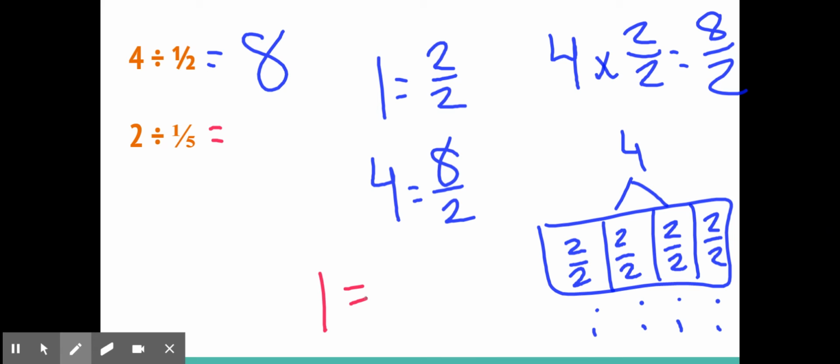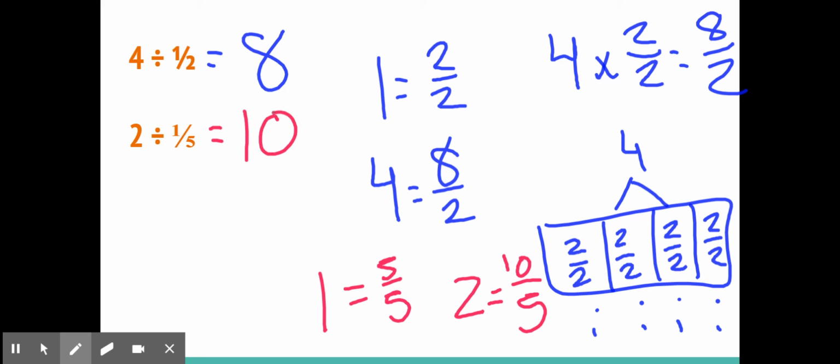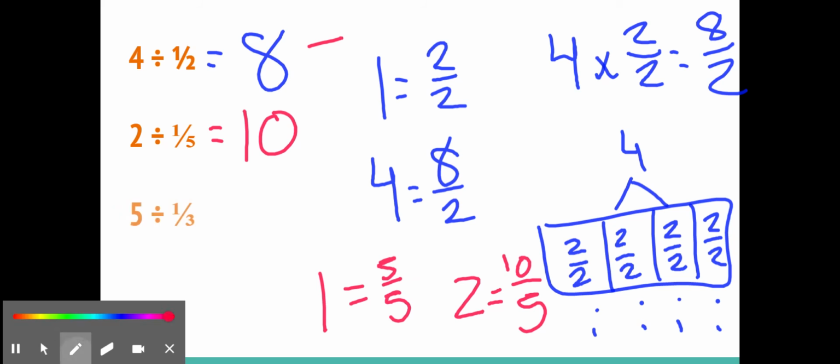So I know 1 whole is the same as 5/5. So how much would 2 wholes be? Well, that would be 10/5, because that would be 5 and 5, which would give me 10. So I'm able to make 10 groups of 1/5, just like I'm able to make 8 groups of 1/2.